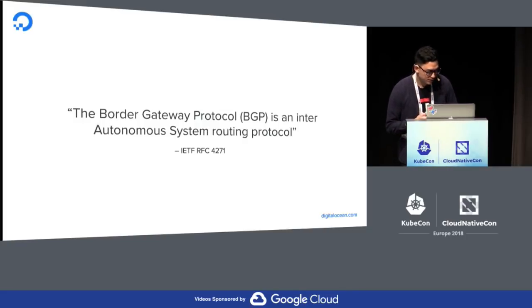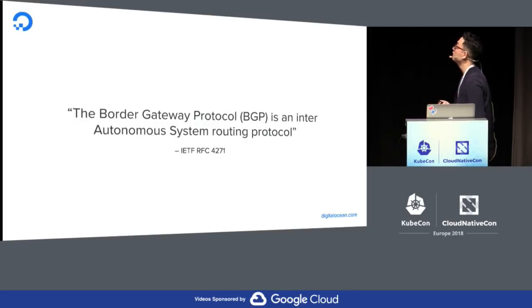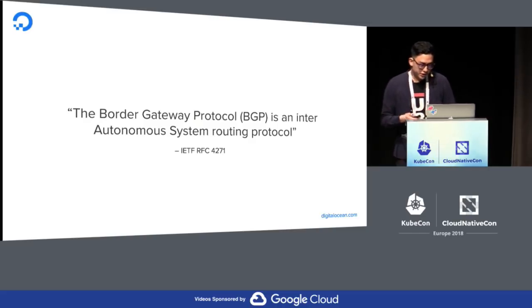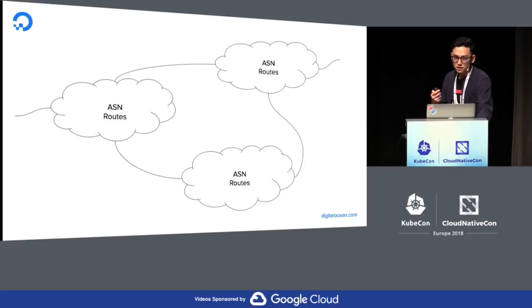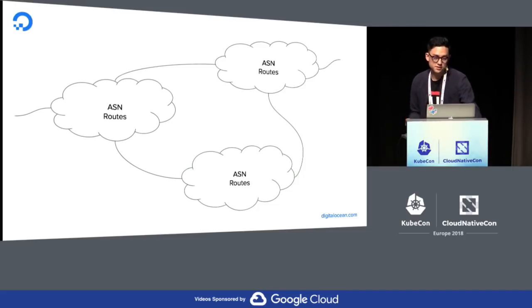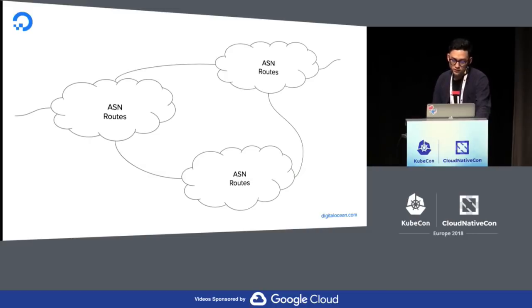So in short, BGP stands for the Border Gateway Protocol. It's an inter-autonomous system routing protocol. And really, BGP is the protocol that's keeping the public internet together. The way it works is that the internet really is this interconnection of autonomous systems that are built upon a system of trust. These autonomous systems can be DigitalOcean, Google Cloud, or your internet service provider.